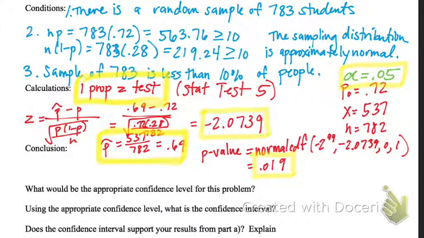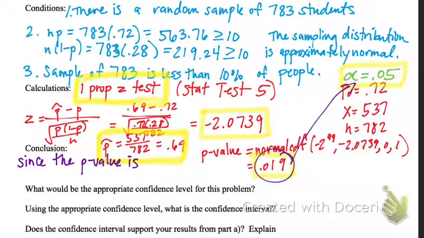Did you just assume that it was 0.05? Yes, because they did not give it to me. Then the conclusion, so I write: since the p-value is it less than or greater than alpha? So I'm comparing this 0.09 to this 0.05.